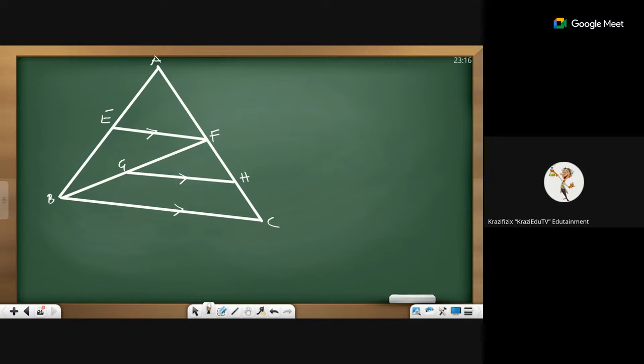Information we are given is as thus. 5AE, FG over FB equals 5 over 8. That's the information, and here is the question. Number one, find the value of AF. Please bear with me. I know it's late.